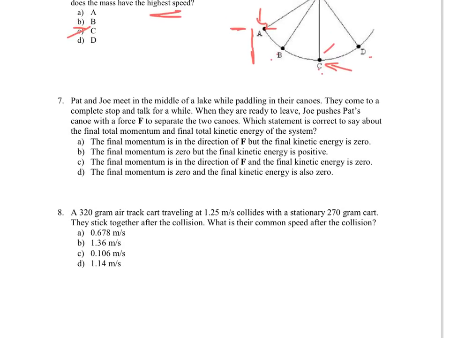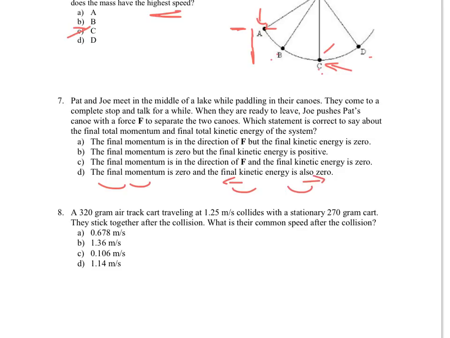Okay, Pat and Joe meet in the middle of a lake while paddling their canoes. They come to a complete stop and talk for a while. When they're ready to leave, Joe pushes Pat's canoe with a force F to separate the two canoes. Which statement is correct to say about the final total momentum and the final total kinetic energy? Now, initially, the two canoes are just side by side. And when they push off, you find that this canoe would move to the left and the other canoe would move to the right.